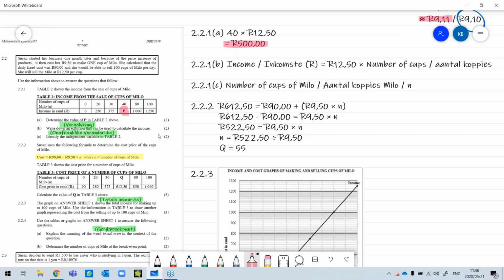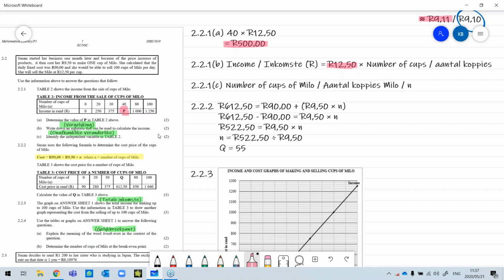Question 2.2.1b. Write down an equation that can be used to calculate the income. So an equation, or a relationship between the income that she earns and the number of cups that she sells. So the relationship between the number of cups that is sold and the total income that she generates. So the total income can be calculated by saying the selling price of R12.50 multiplied by the number of cups that she sells.